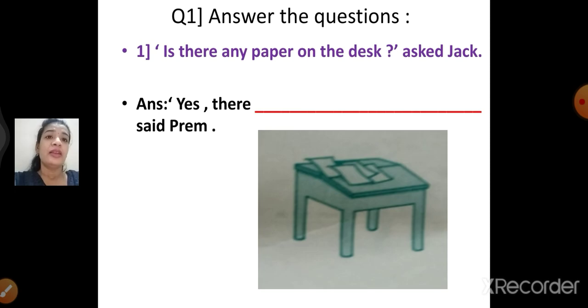Now children, we will start with our activity of this chapter. Your first question, is there any paper on the desk? Asked Jack. Yes, there are some papers on the desk, said Prem.